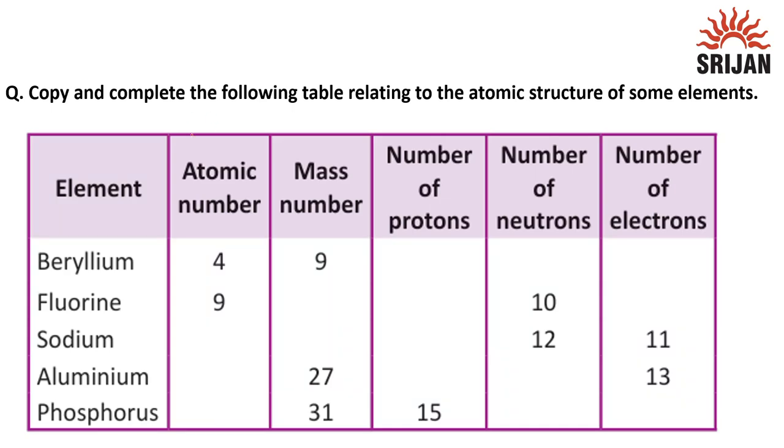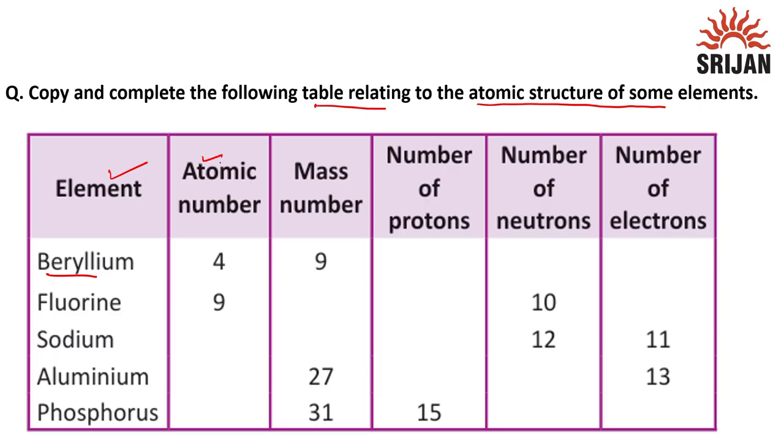The question asked here is: copy and complete the following table relating to the atomic structure of some elements. So here we are given some elements and some of their properties, and we need to fill in the blank spaces. First is beryllium.